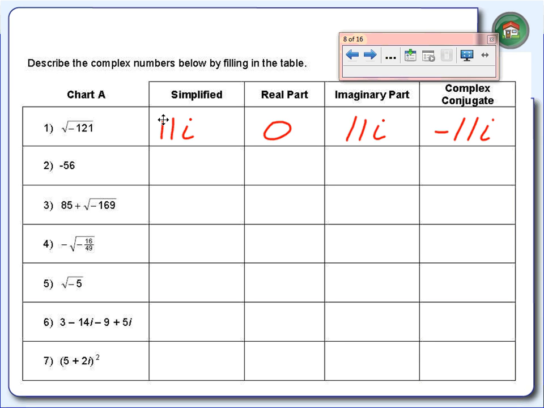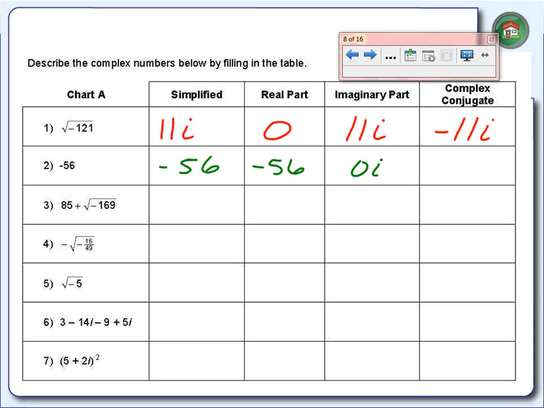Number 2, negative 56. Simplify. Well, you can't. It's already done. There's nothing to do with negative 56. Real part. Well, that is the real part. Negative 56. Imaginary part. What am I going to write for imaginary part?